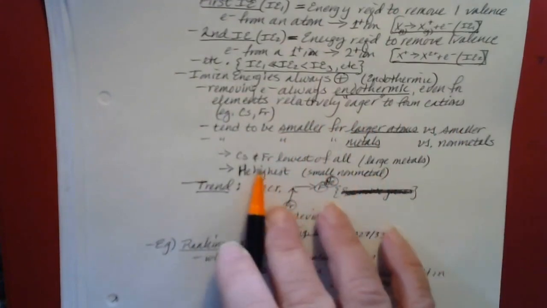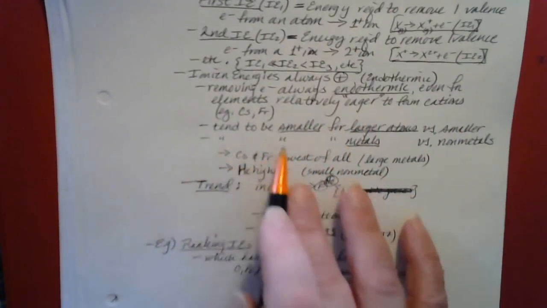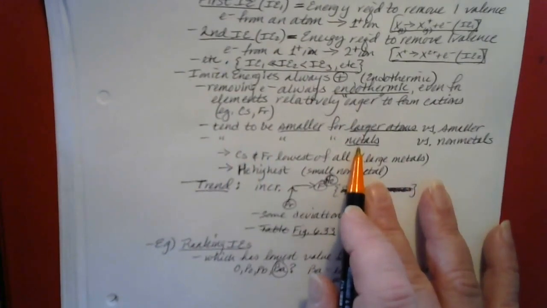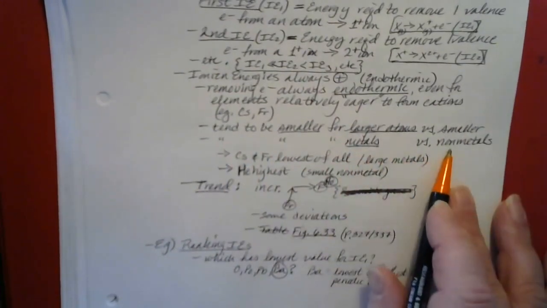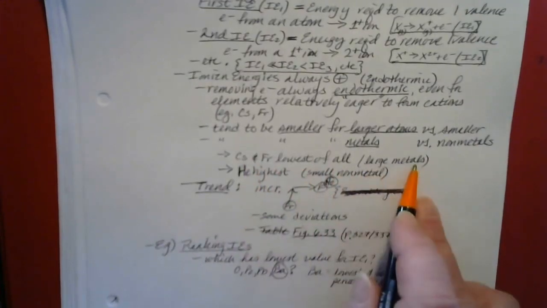Ionization energies also tend to be smaller for metals, like I said, because metals generally want to lose electrons to form cations. Nonmetals want to gain electrons, so the ionization energies are much higher for nonmetals. See, the lowest of all would be cesium and francium because they're large metals.